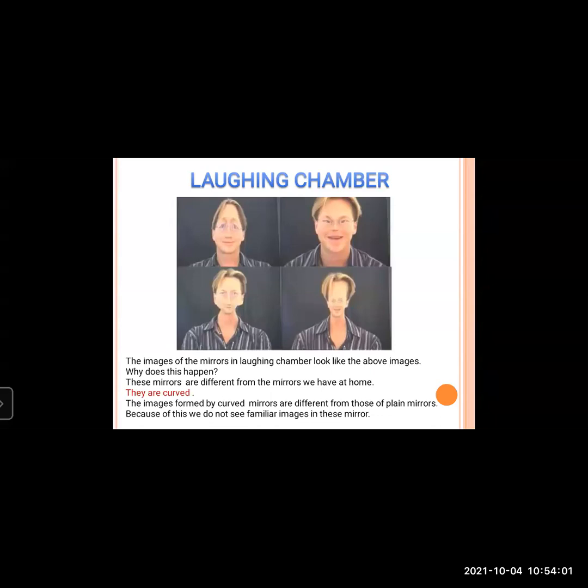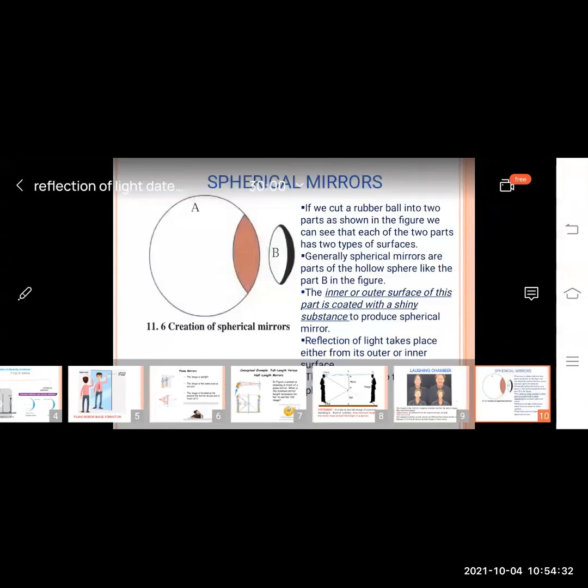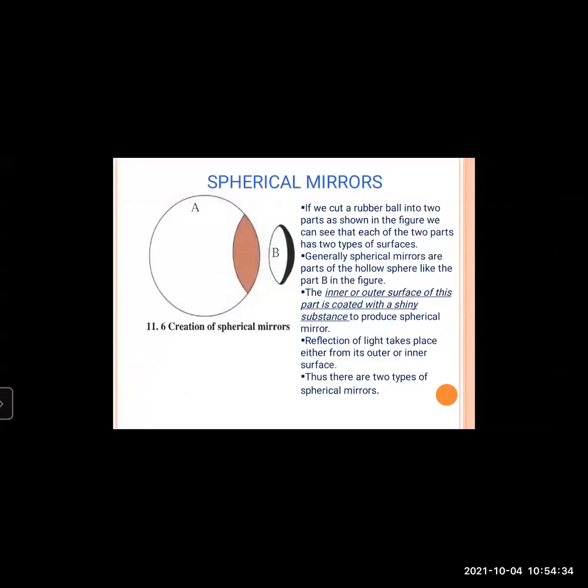These mirrors are different from the mirrors we have at home. These are not plane mirrors, so these are spherical mirrors. That is, they are curved, they have some curve. The images formed by curved mirrors are different from those of plane mirrors. Because of this, we do not see familiar images in these mirrors. Familiar images means whatever we are, the same is not reflected, some changes are there. So these are spherical mirrors. So we will see what spherical mirrors are.